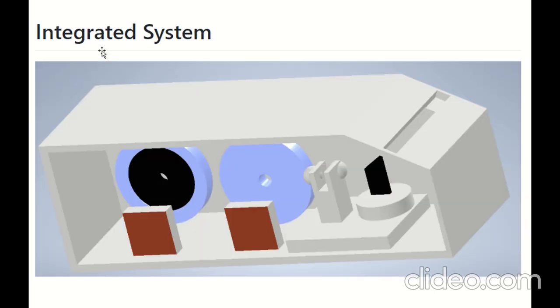This is the final integrated system. This is the way in which we will build our model. This is subsystem 1, this is subsystem 2, this is subsystem 3, and this is subsystem 4.